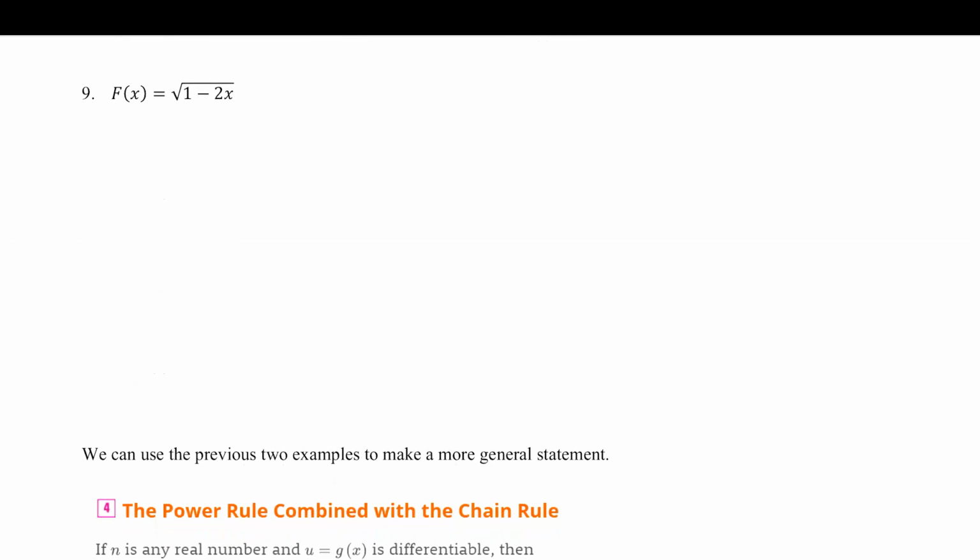All right, let's take a look at number 9, and maybe we should rewrite this as 1 minus 2x all to the 1/2 power. So in this case, the little f of u is u to the 1/2, or the square root of u, while u, which is little g of x, is 1 minus 2x. So this cap F of x we can write as f of g of x, that is u to the 1/2, but substituting in for u its equivalent 1 minus 2x.